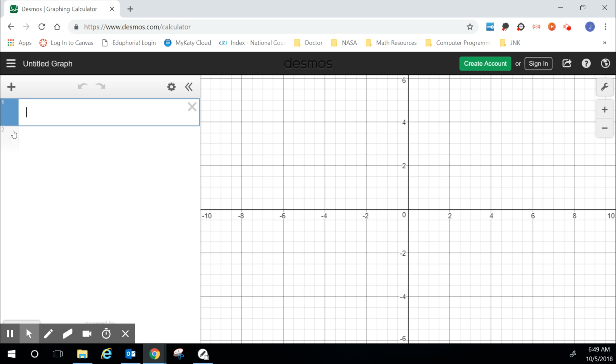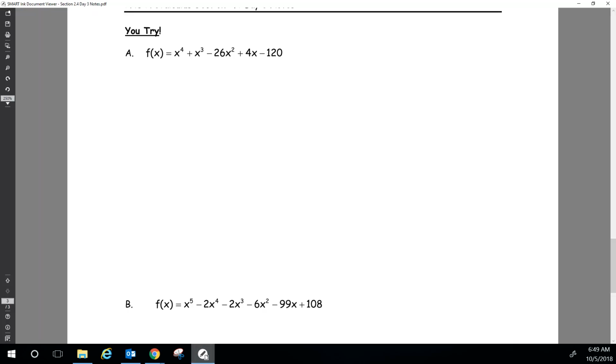All right, so starting with this problem, we've got f of x is equal to x to the fourth plus x cubed minus 26x squared plus 4x minus 120. Remember, we're trying to factor this, so that means we're trying to find all of our zeros. I'm going to start with our chart.